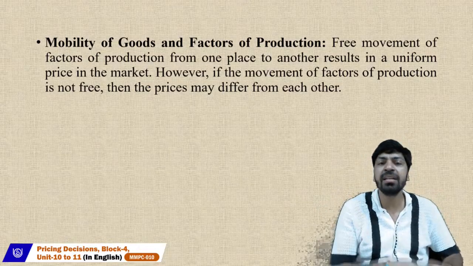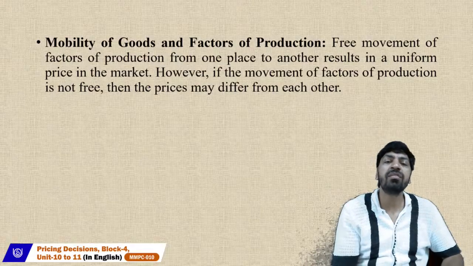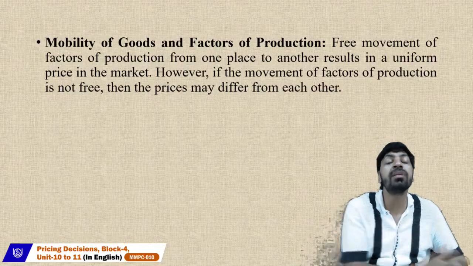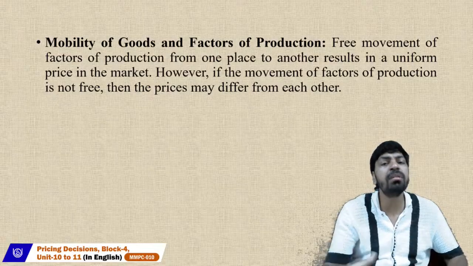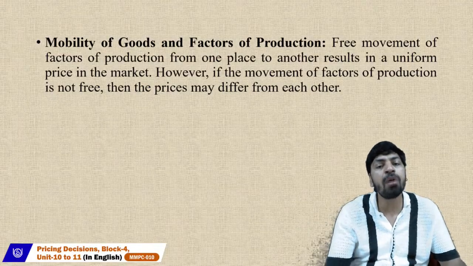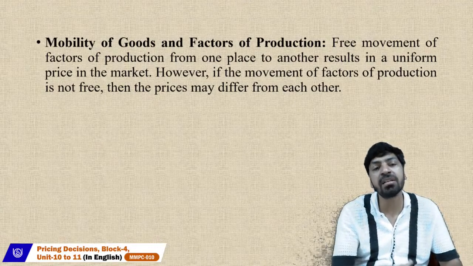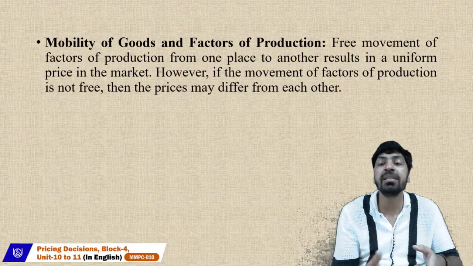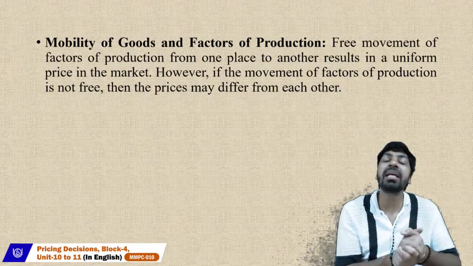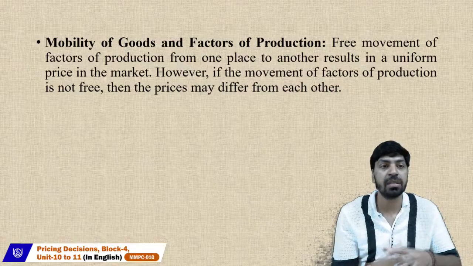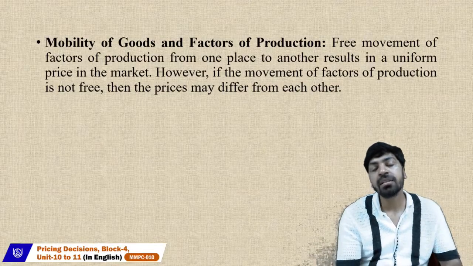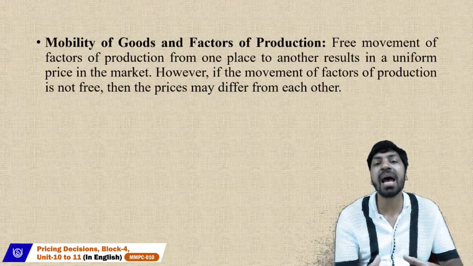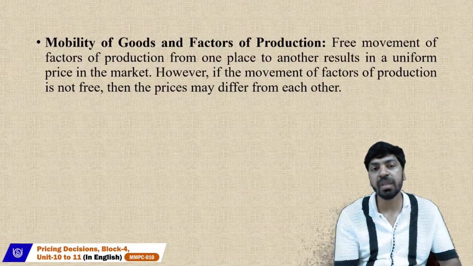If it is free, then there is a uniform price. If it is not free, then of course the prices could differ from each other, or it could be more expensive than the uniform price. So it totally depends upon the movements, on which remote area or urban area the factors of production moved to, whether it is free or not. It totally depends on these factors, and accordingly the price will be charged in the market. So this is also one of the main factors which influence, or is termed as a basis of, determining the market structure.